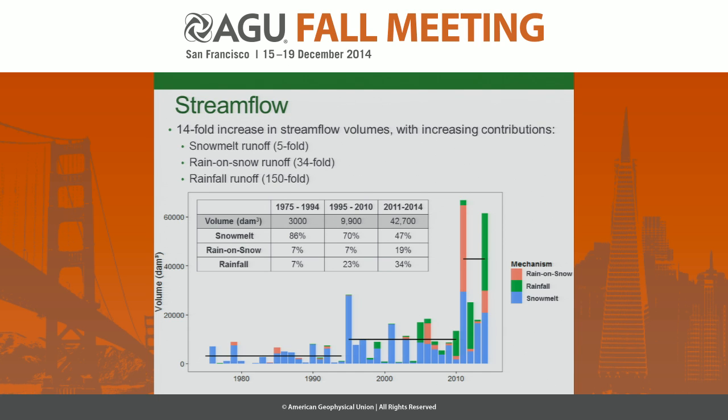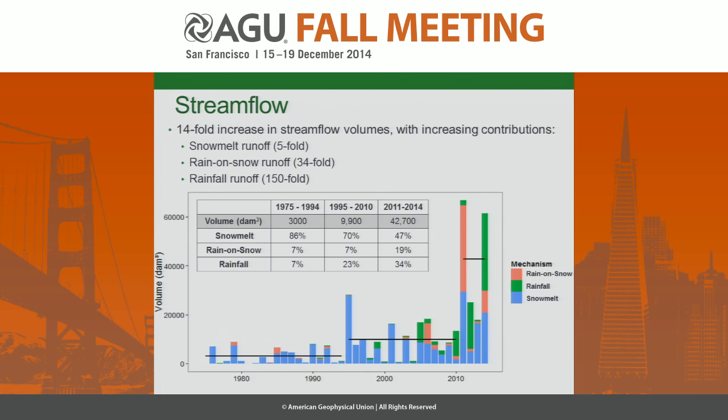Rain on snow runoff, that actually increased 34-fold. So there's been a drastic increase in rain on snow runoff. And then rainfall runoff also, a 150-fold increase in the amount of rainfall runoff in the basin. So there's a lot of things going on. With rainfall runoff, it's most likely due to those May and June increases in rainfall that we're seeing, because that rain is following shortly after the snowmelt season ends. So the basin is wet from that snowmelt runoff. So if you're adding water to an already wet basin, that can increase your streamflow during that time.